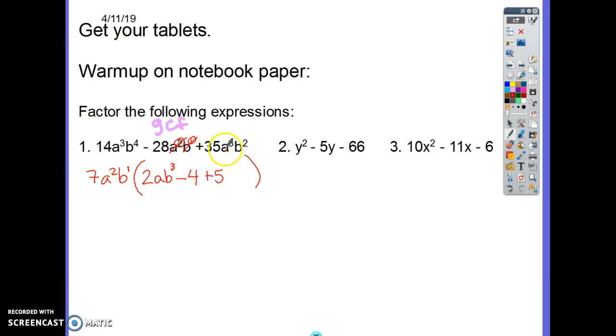If I take 2 A's out, I have 1 left. If I take 1 B out, I have 1 left. So that is your final answer. Okay, those are simple.